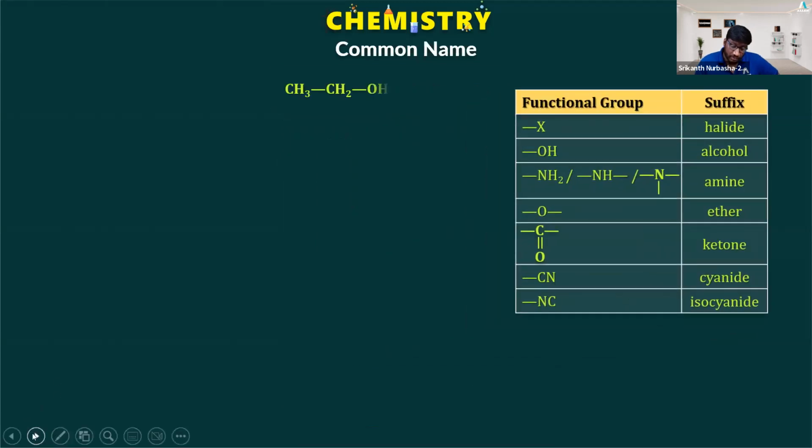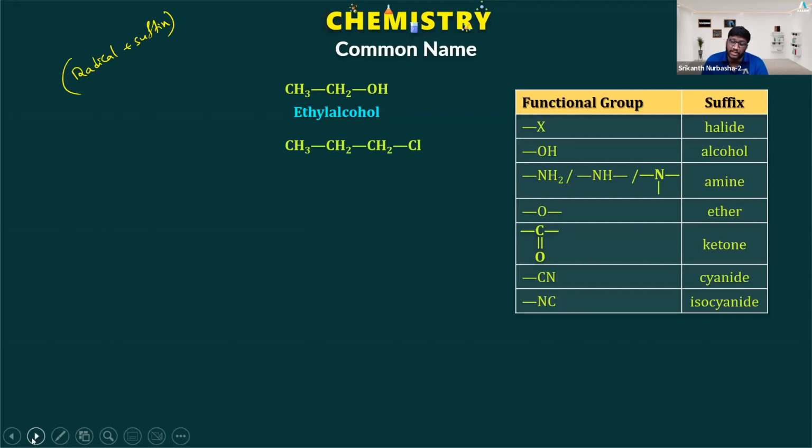Try to name the compounds. CH3, CH2OH. What is the name? Ethyl alcohol. CH3, CH2 is the ethyl group and OH is alcohol. So we have to add the radical and a suffix: ethyl alcohol.